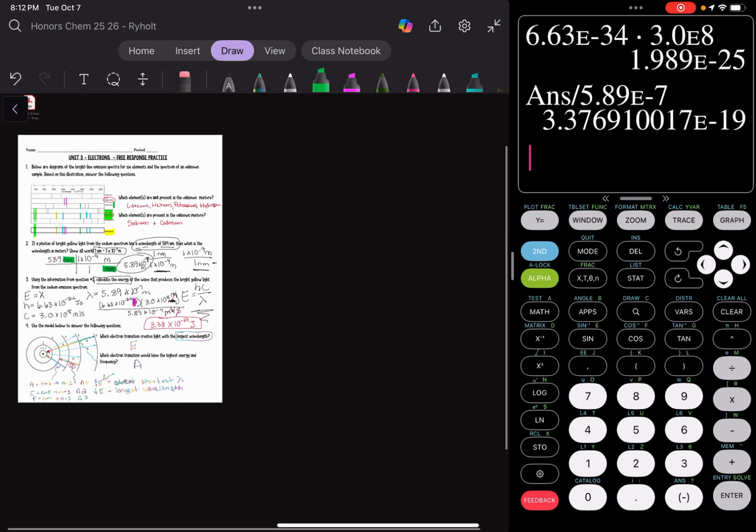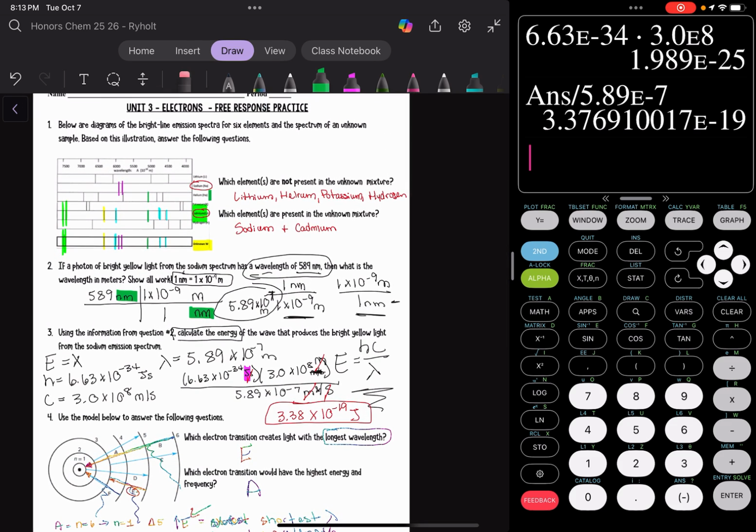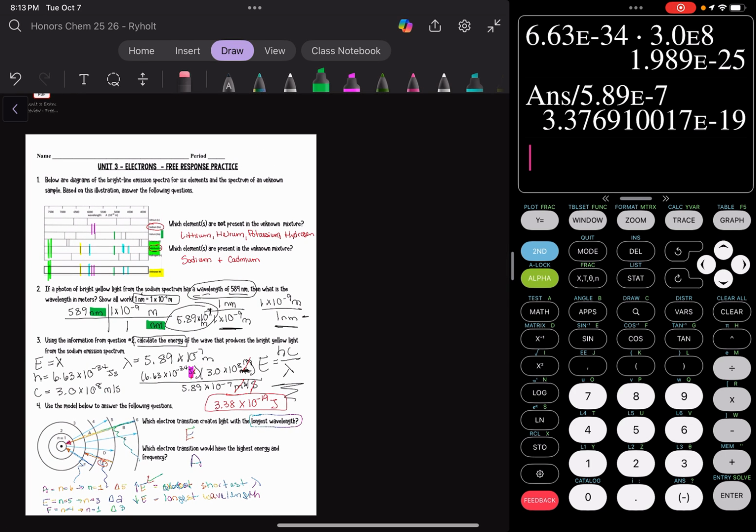So I think that does it. If you have a good, strong grasp on all of these things, you're going to knock the FRQ out of the park and get that full 15 points on your exam.